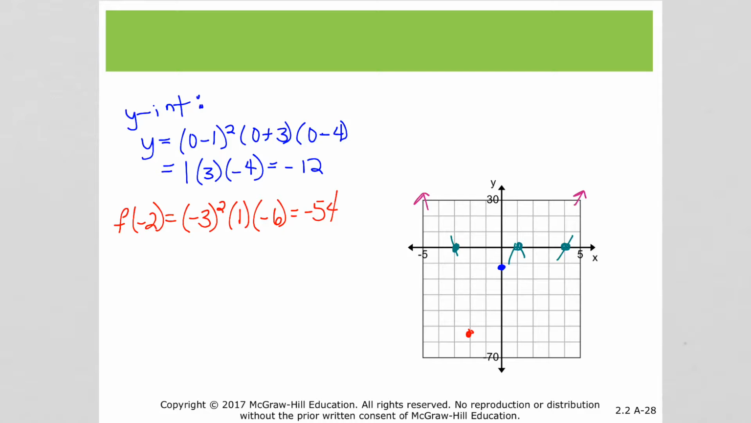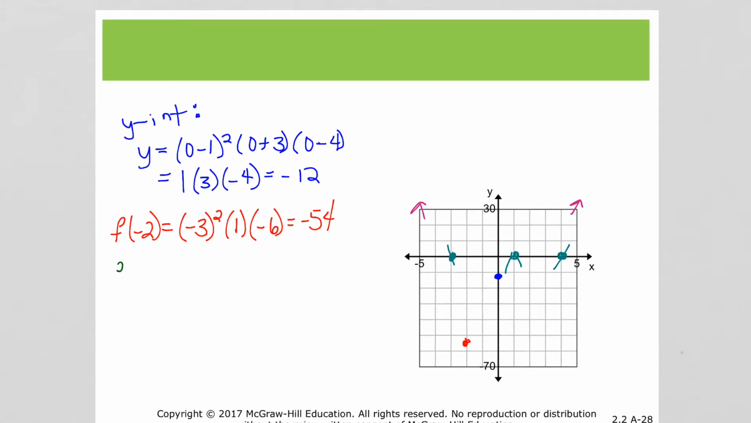Let's see, what else can we find? We've got a good picture of what's going on over here so far. Let's find a point between 1 and 4, okay? So let's just find f of 3. So 3 minus 1 is 2, 2 squared is 4. 3 plus 3 is 6. 3 minus 4 is -1, -24. So at 3, we're -24. And so that gives us a pretty good base to go on here to draw our picture.